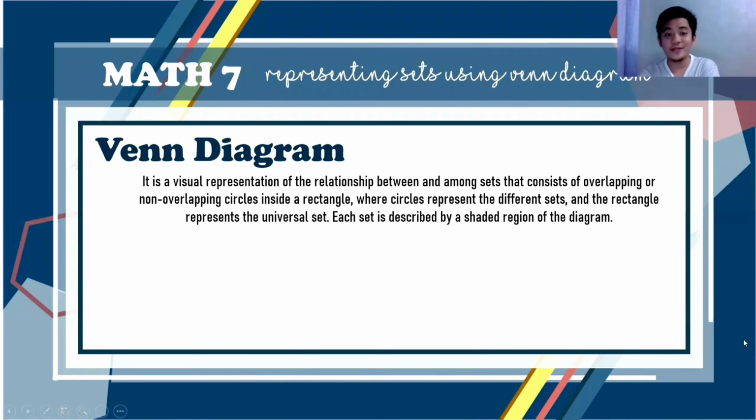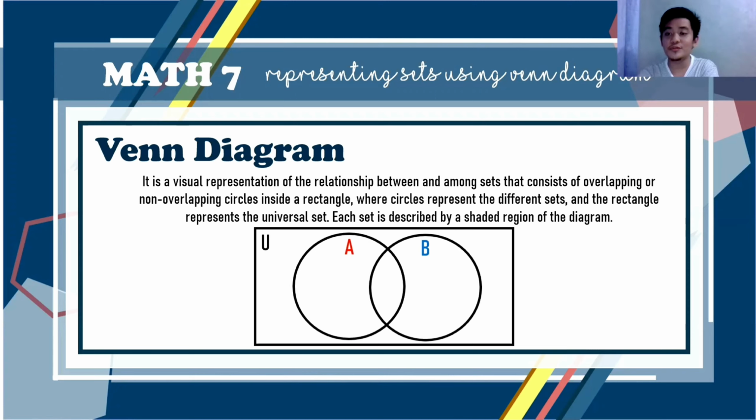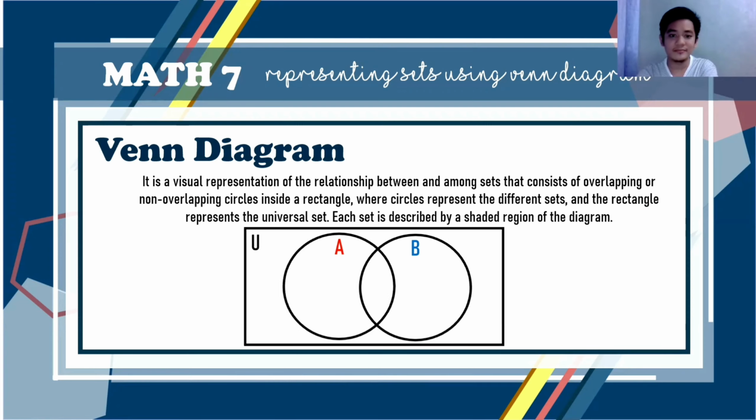So I have here an example of a Venn diagram. This rectangle represents the universal set, meaning this rectangle contains all the related elements. Next, we have the two circles, where these two circles represent our given sets. We have the circle A for set A and the circle B for set B.